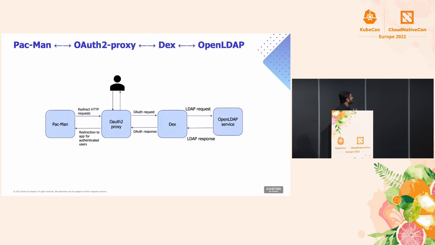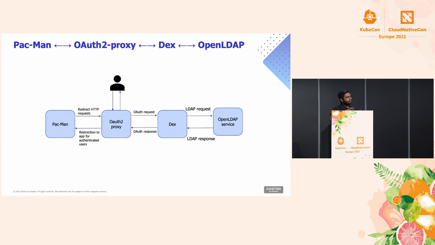Right, so this brings us to option three. We have four boxes over here. We have the Pac-Man app. And in order to solve the problem in option two, what if I told you we could use a reverse proxy to handle authentication and authorization for us? So the answer is yes. That's another open source project called OAuth 2 proxy, which we will be deploying in our tutorial today.